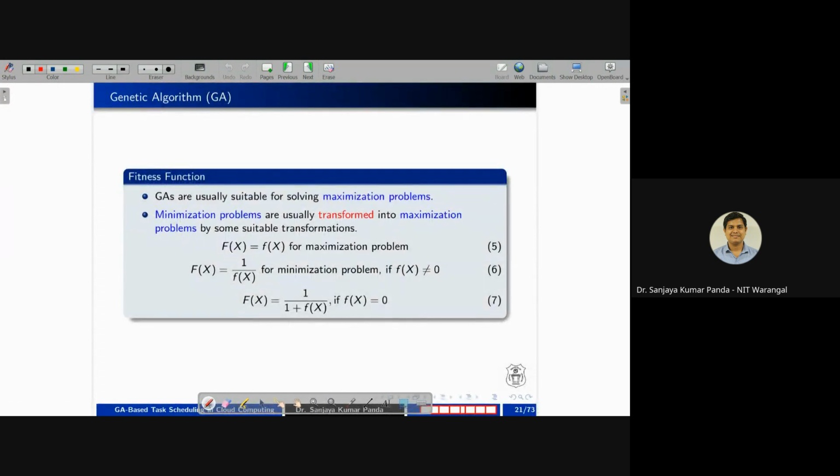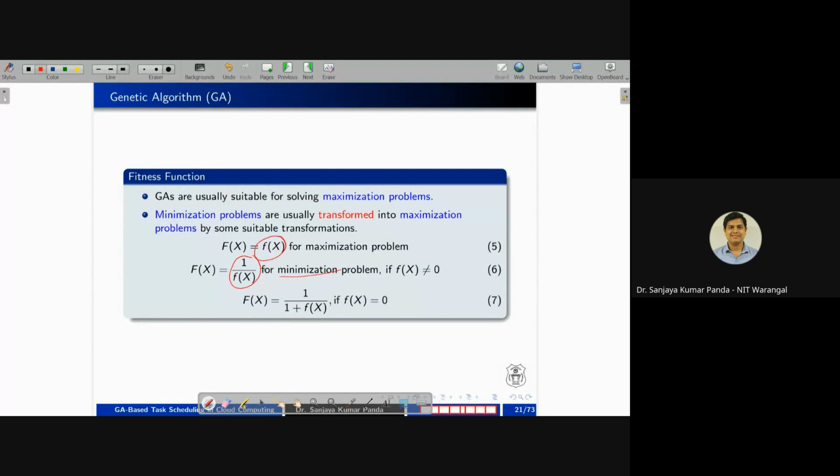Now, if you go for the fitness function, as I mentioned earlier, we have one function called the objective function and another function called the fitness function. Sometimes the objective function is the same as our fitness function. I can take the same function to calculate the fitness value. GA is initially applicable for solving maximization problems, so minimization problems are transformed to maximization problems, which I already told you. Like if f of x is there, I can write 1 by f of x, and that is a minimization problem.